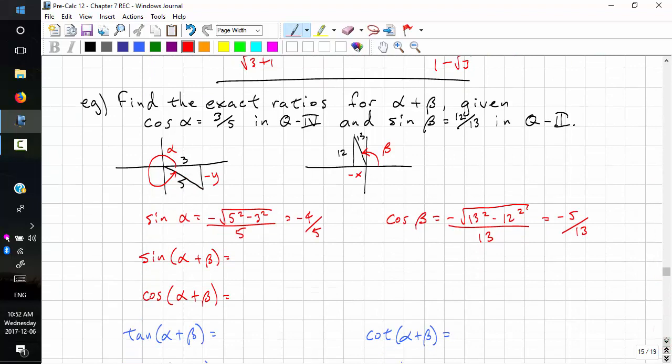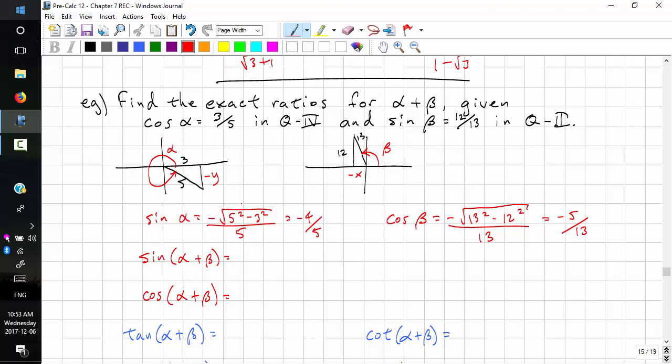Okay, so we have exact ratios, but we don't have the special angles. We can still do exact ratios for non-special angles. Find the exact ratio for alpha plus beta given cos alpha equals 3 over 5 in quadrant 4 and sine beta equals 12 over 13 in quadrant 2. Now in this problem, we're not required to find alpha or beta. We just use the trig ratios.